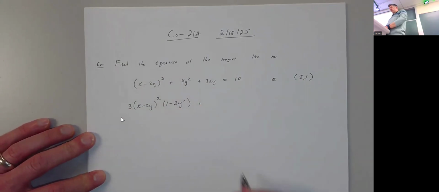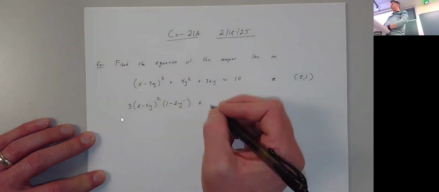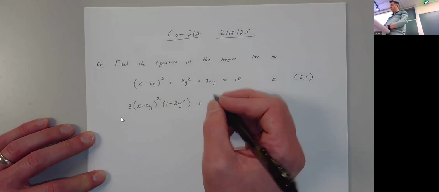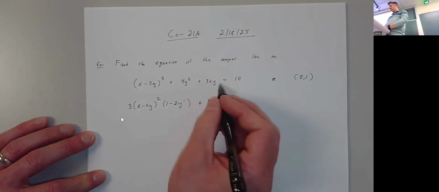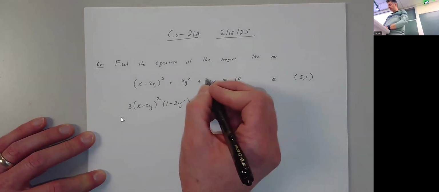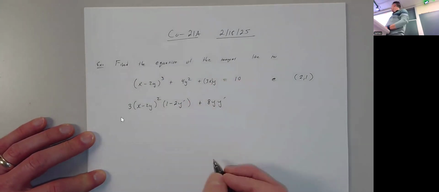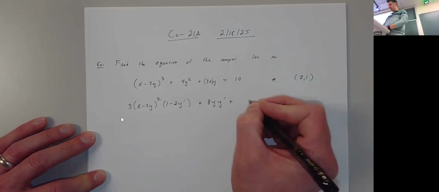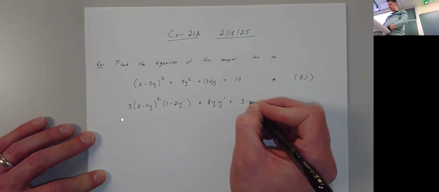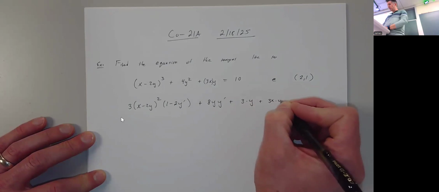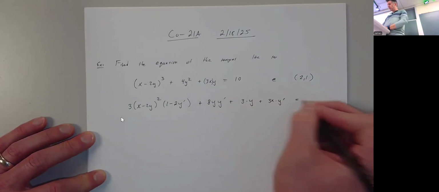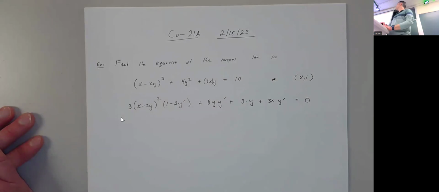Plus the derivative of 4y squared is going to be 4 times 2y times y prime, or 8y times y prime. And then for 3x times y, I'm going to treat it as the product of 3x and y. So it's going to be the derivative of 3x times y plus 3x times the derivative of y, equal to the derivative of 10.